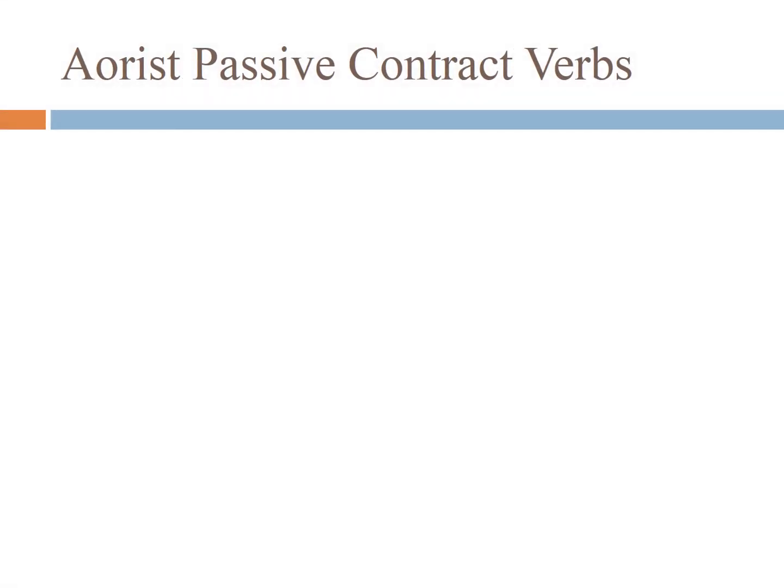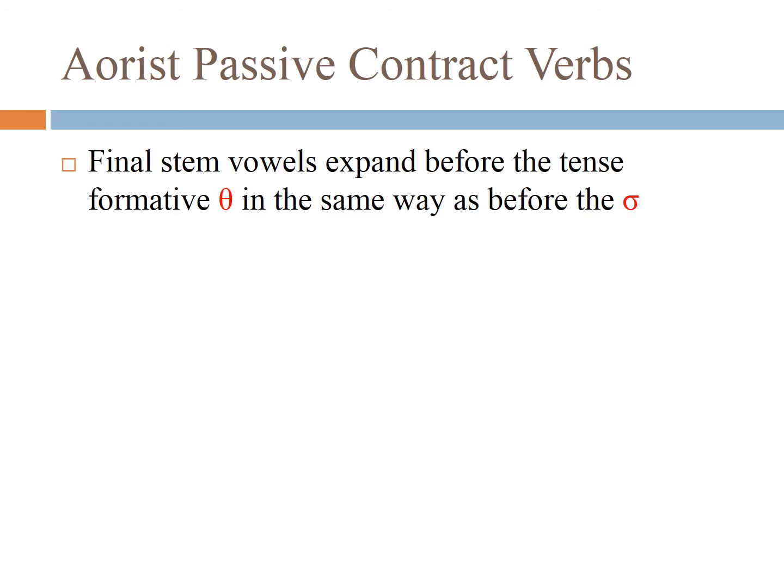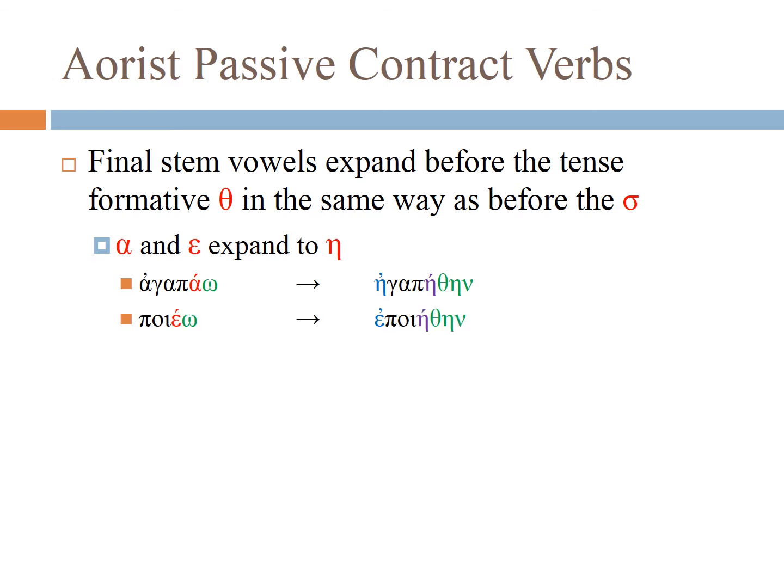Aorist passive contract verbs. Final stem vowels expand before the tense formative theta in the same way as before the sigma. Alpha and epsilon expand to eta. Agapao expands to egapethen. Poieo expands to epoiethen. The omicron expands to an omega. Plerao expands to eplerothen.